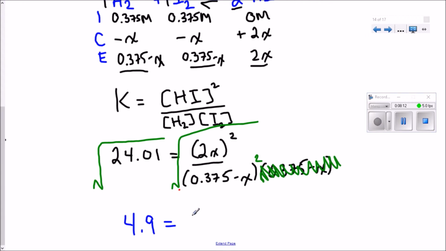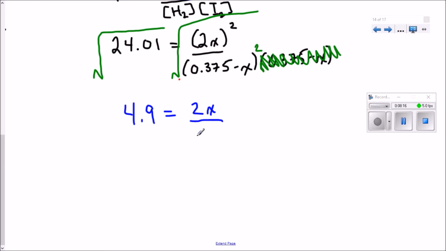And all we're left with is 2x, and that is over 0.375 minus x. Oh, sorry, that's a minus sign, minus x. There we go. Cool. Now, what we're going to do is take this in the bracket, bring it up over here and expand that in. So you can just take this 0.375 minus x, multiply it on both sides, and our 0.375 minus x will be located right here. Okay?